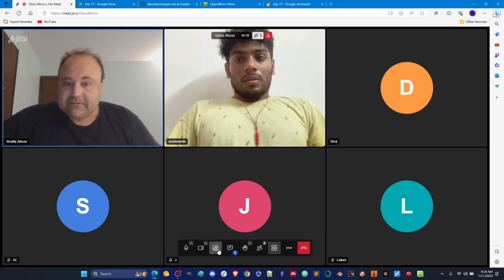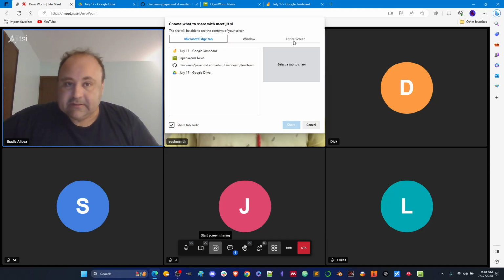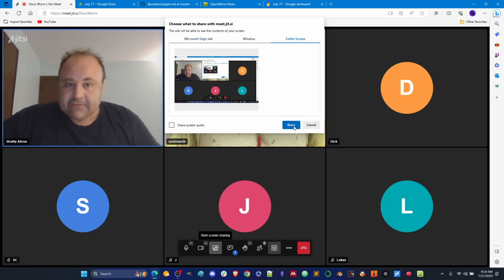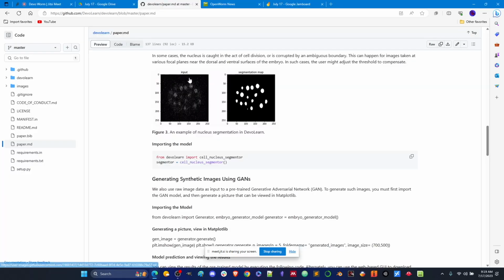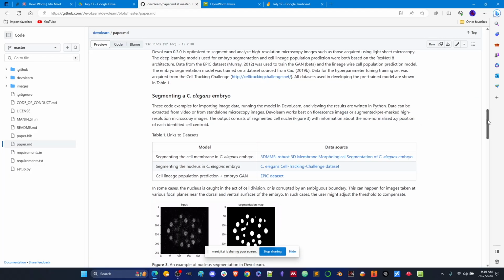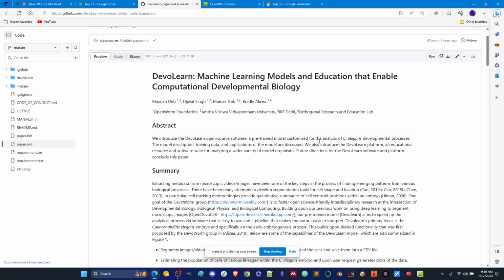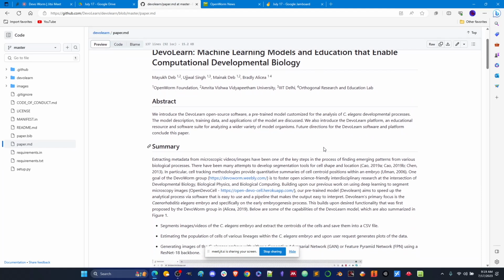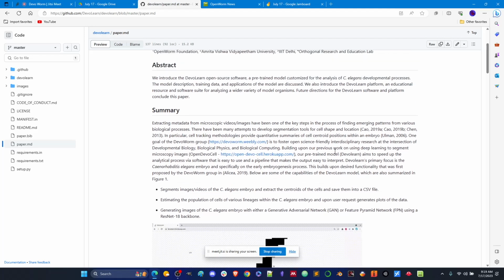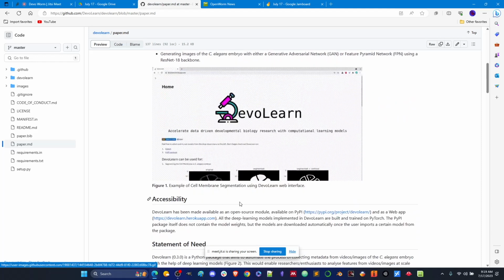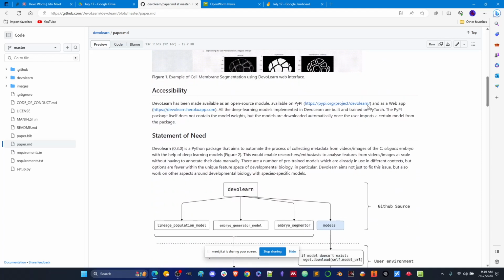Let me share my screen. Actually, I was going to go over some of the things, for other people's benefit too. So this is the paper I was talking about. This was written largely from a lot of the documentation and put together in a basic overview. So there's a short abstract, a summary, accessibility, statement of need.